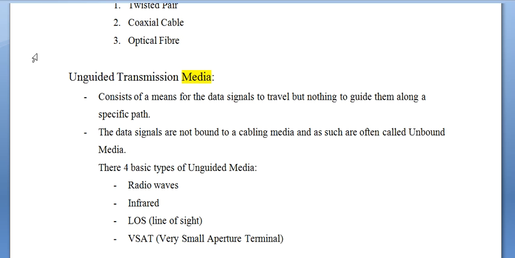Unguided transmission media consists of a means for the data signals to travel but nothing to guide them along a specific path. The data signals are not bound to a cabling media and as such are often called unbound media. There are four basic types of unguided media: radio waves, infrared, LOS (line of sight), VSAT (very small aperture terminal).